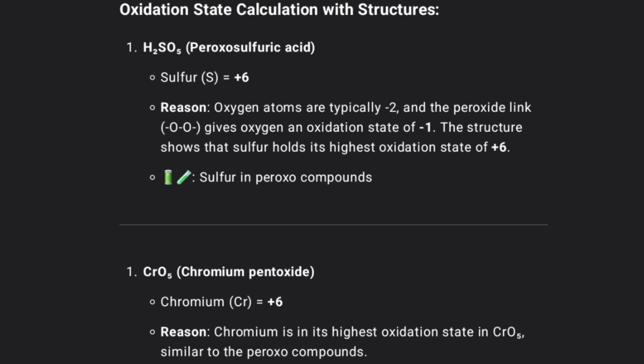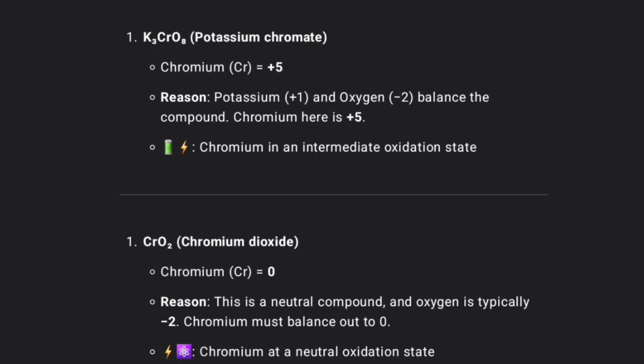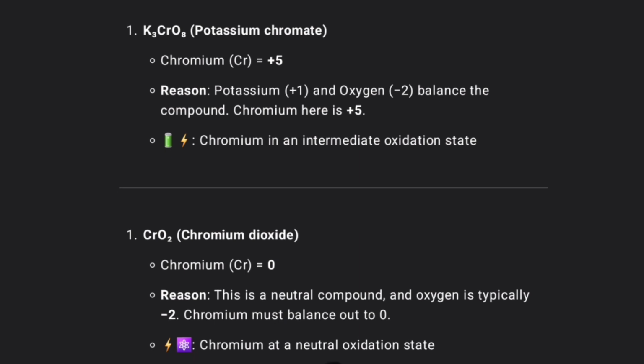2. CrO5, chromium pentoxide, chromium Cr equals +6. Reason: chromium is in its highest oxidation state in CrO5, similar to the peroxo compounds. Chromium in a highly oxidized state. 3. K3CrO4, potassium chromate, chromium +5. Reason: potassium is +1 and oxygen balances the compound. Chromium here is +5.